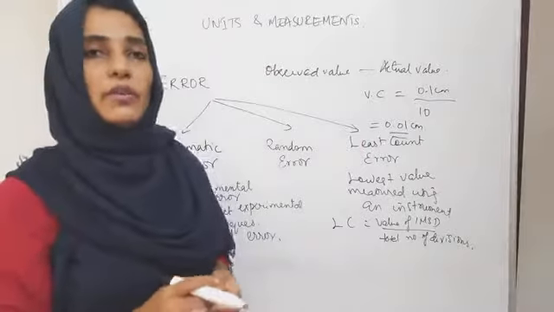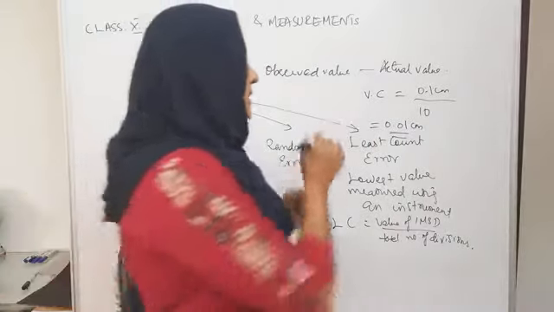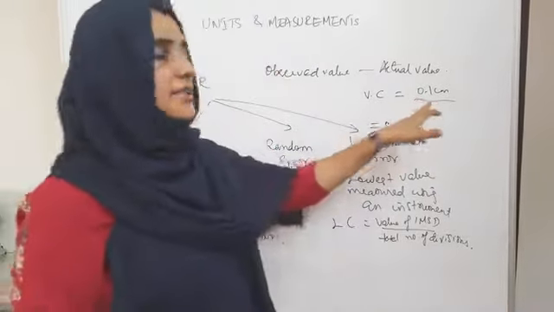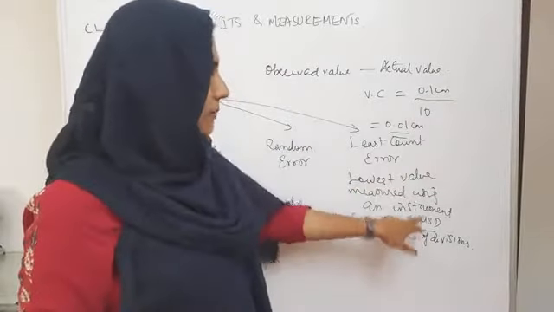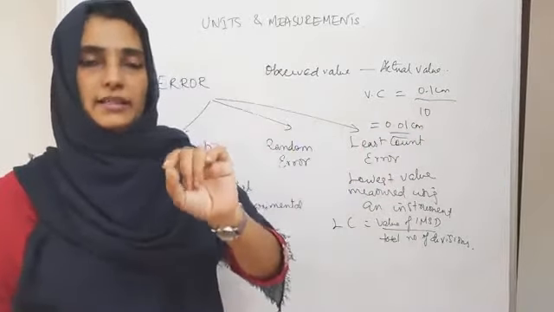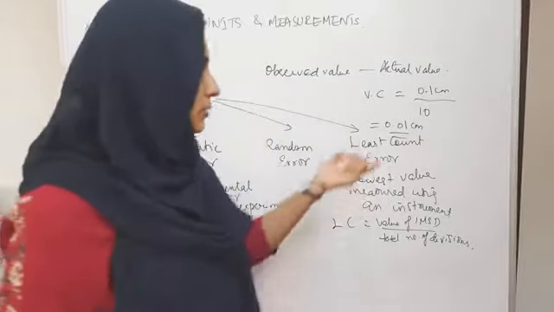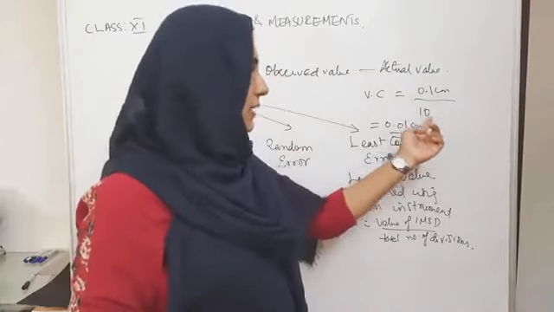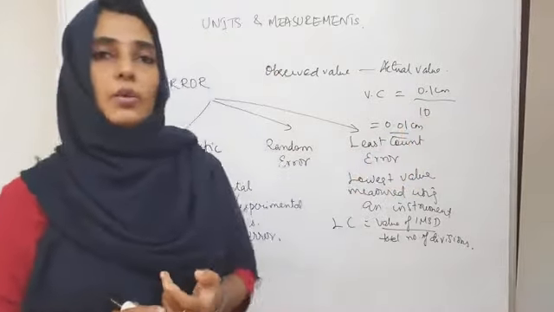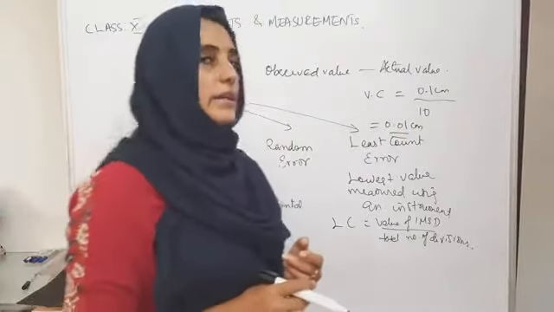So the least count of a vernier calipers is otherwise known as the vernier constant. It is given by this formula: the value of one main scale division, that is 1 millimeter, which is divided into 10 equal parts. So it is divided by 10. It is 0.01 centimeter for a vernier calipers.